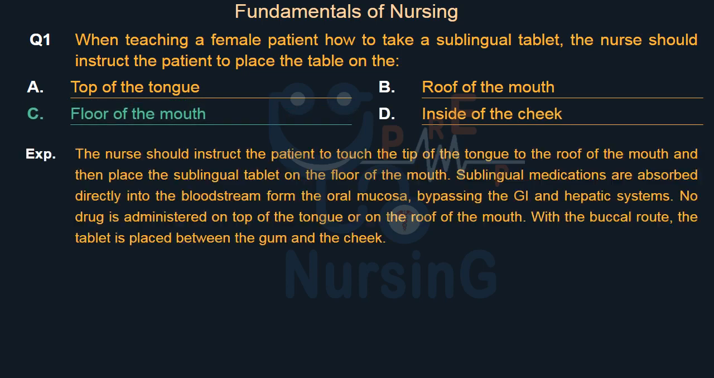Floor of the mouth. The nurse should instruct the patient to touch the tip of the tongue to the roof of the mouth and then place the sublingual tablet on the floor of the mouth. Sublingual medications are absorbed directly into the bloodstream from the oral mucosa, bypassing the GI and hepatic systems. No drug is administered on top of the tongue or on the roof of the mouth. With the buccal route, the tablet is placed between the gum and the cheek.